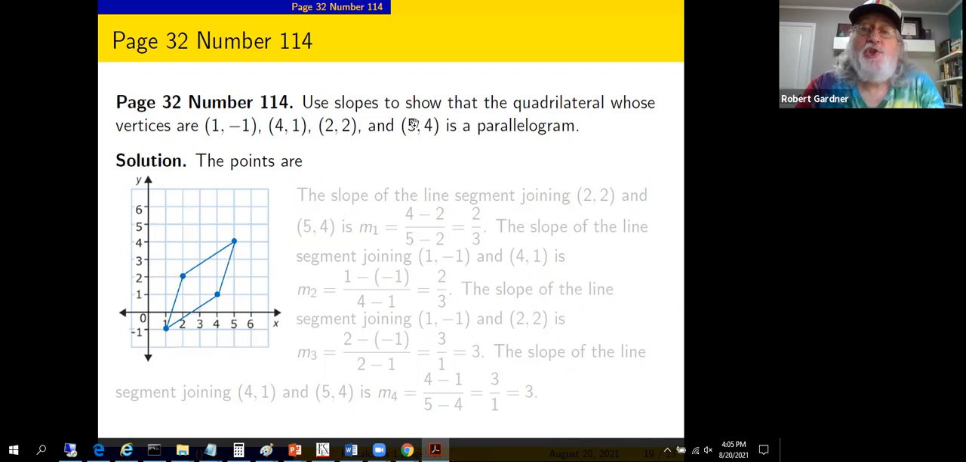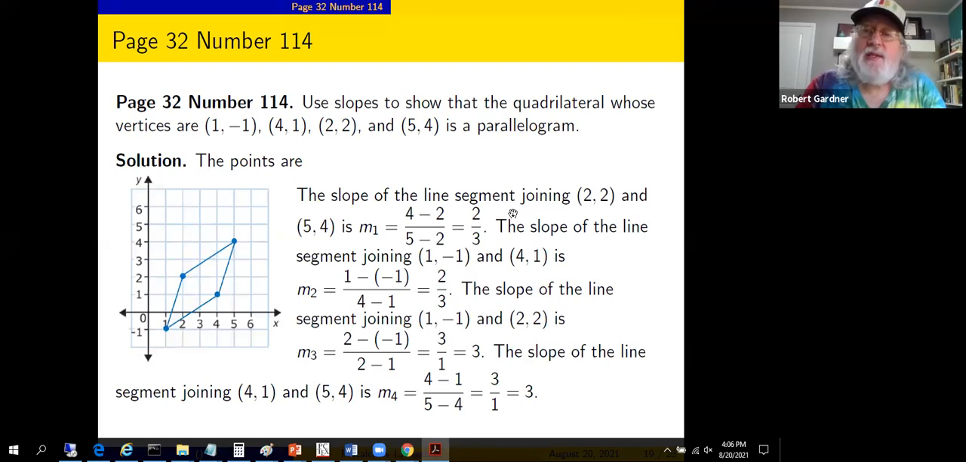They say, show this is a parallelogram. So we need to show these two sides are parallel and these two sides are parallel. How are you going to do that? By finding the slope of a line through these 2 points and finding the slope of a line through these 2 points and showing those slopes are the same. And similarly for the other part. So slope of the line segment joining 2, 2 and 5, 4. Let's see, 2, 2 and 5, 4. That's the upper one. Is change in y over change in x.